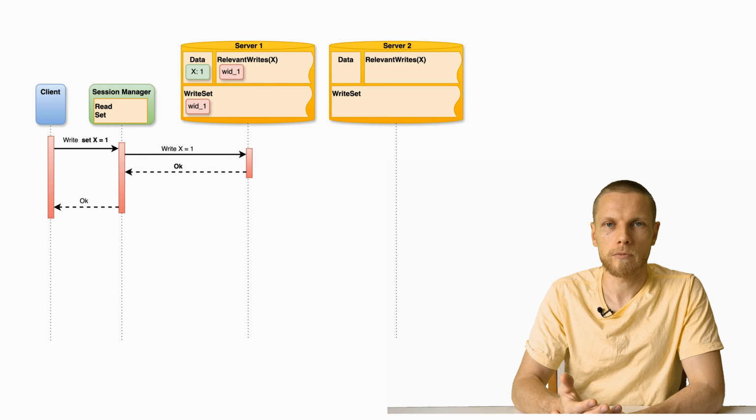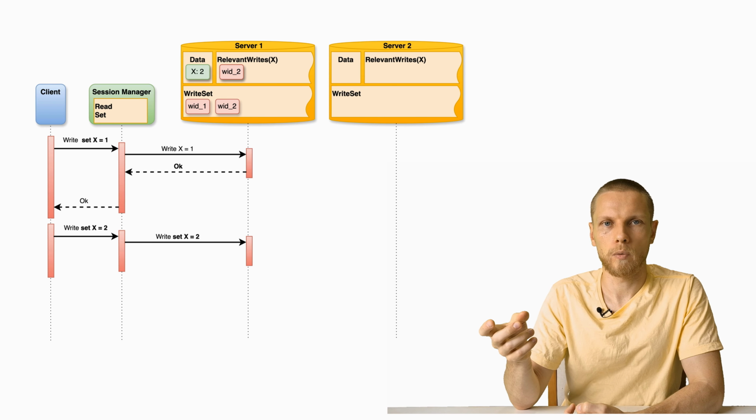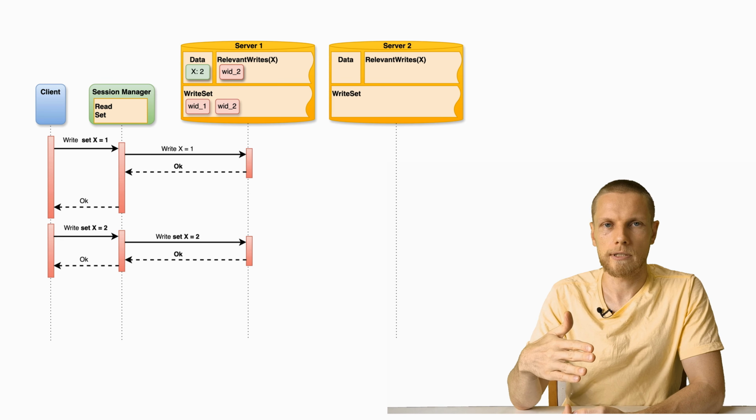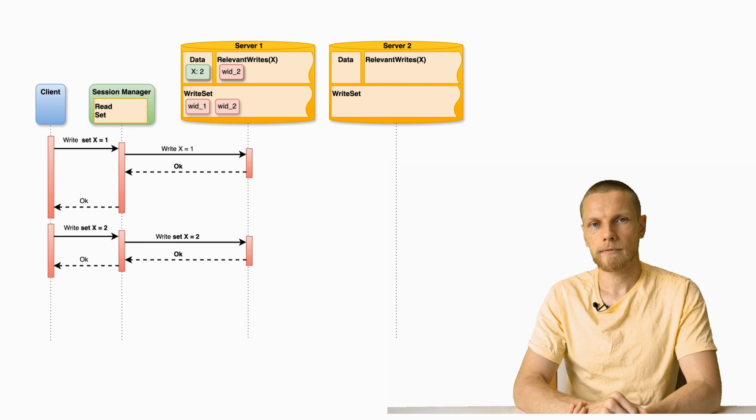When the client wants to make the second write, it's similarly forwarded by the session manager to server 1. It's assigned write ID 2, and notice how write ID 2 replaces write ID 1 in the relevant write set of the server, because we override that variable and the previous write does not matter now. And then the response is returned to the session manager and it's proxied back to the client.